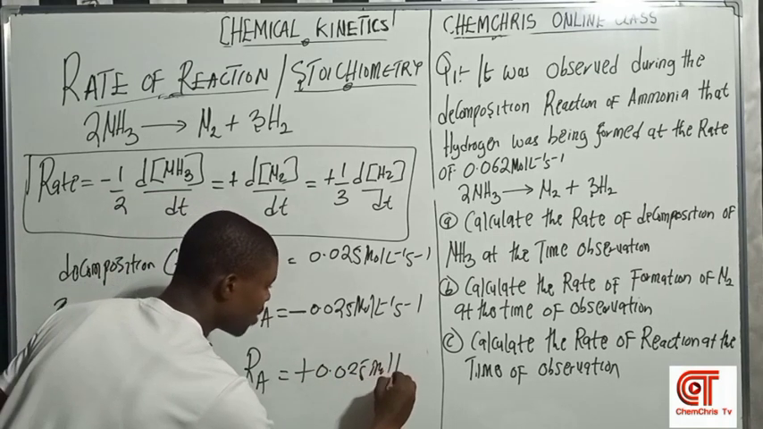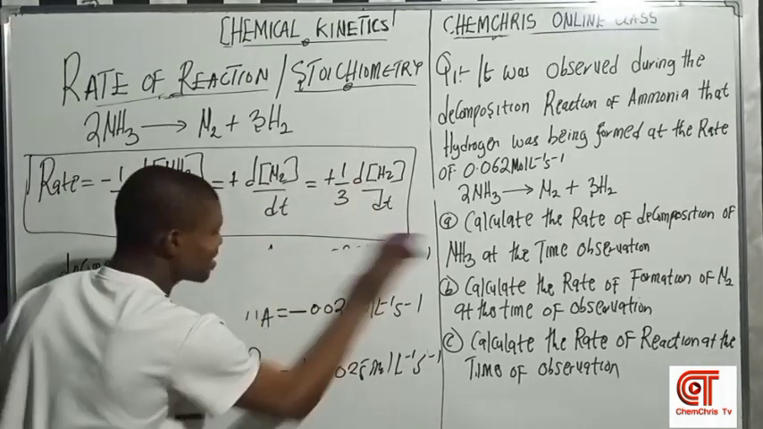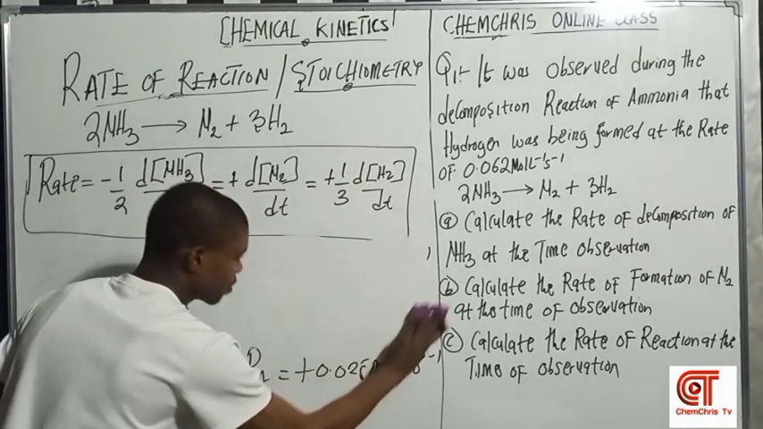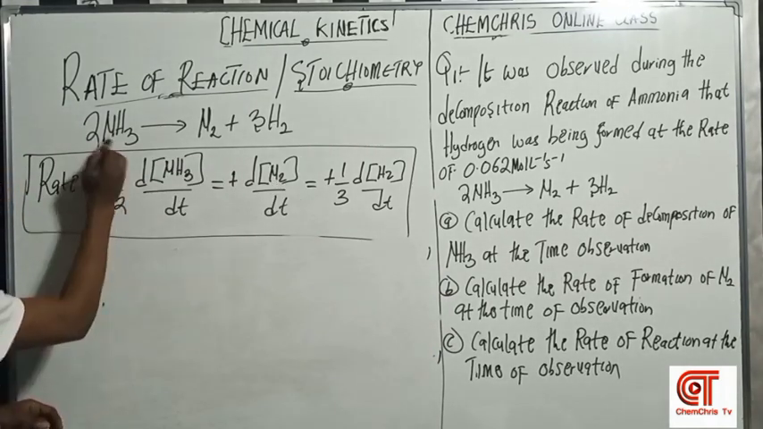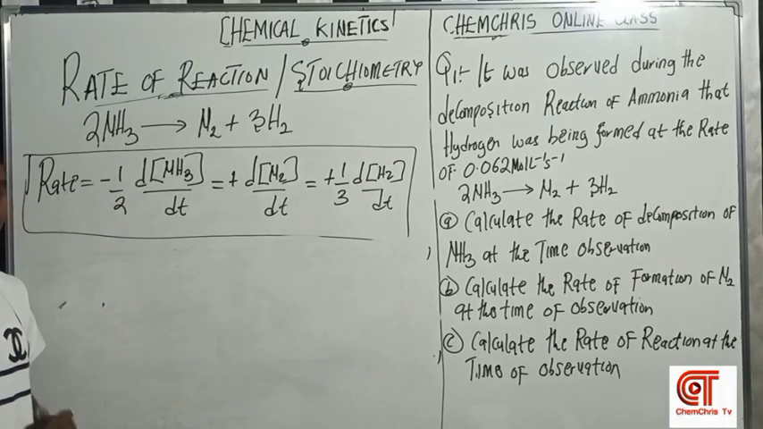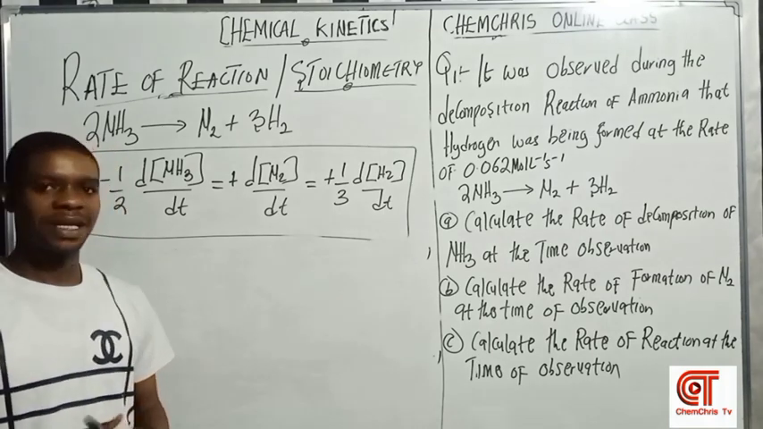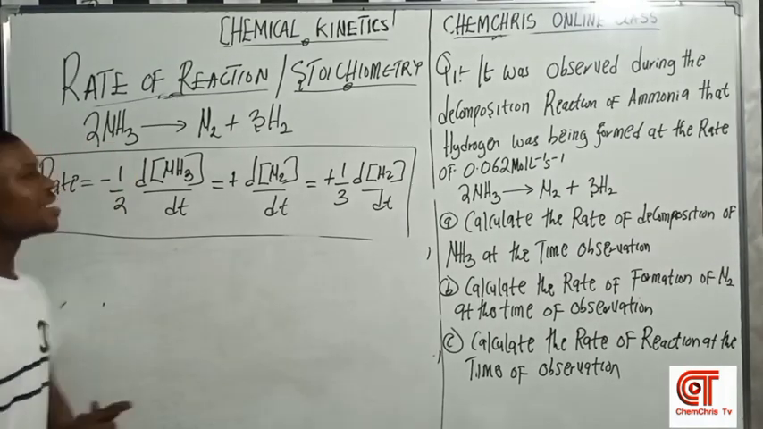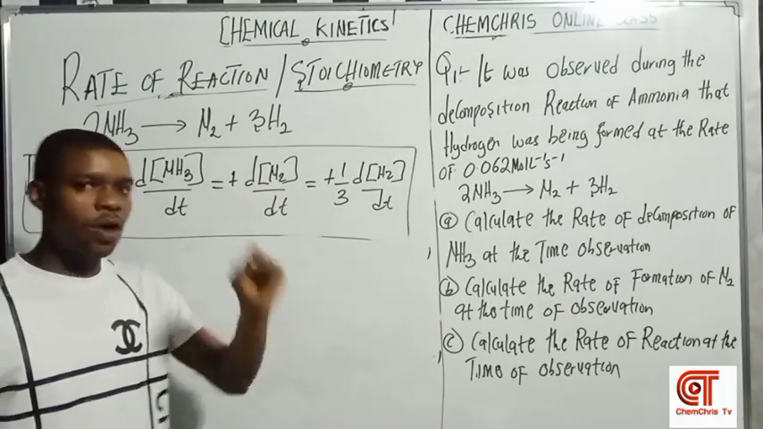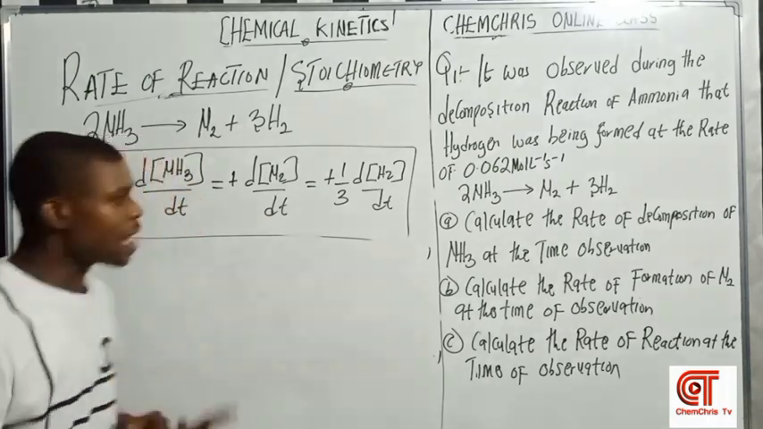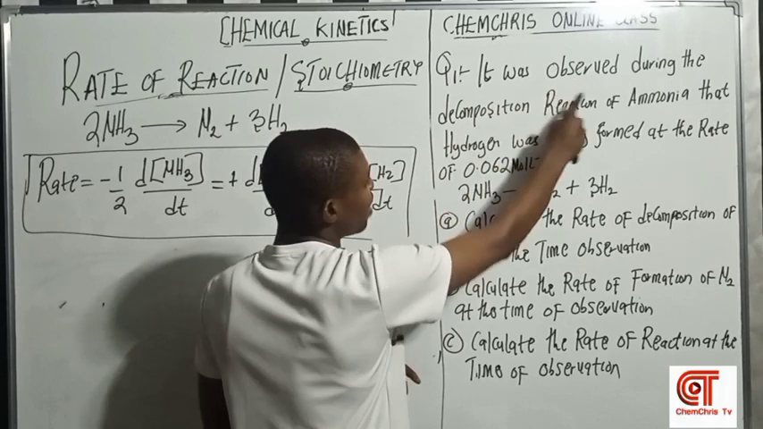0.25 mole per liter per second. You see that? So with this said, this is what we want to do here. Now, if you look at it very well, this one is decomposing. So the rate will always be negative. The rate will always be what? Negative, for what is decomposing. Now, these two are forming, that is, the products, so the rate is always what? Positive. Do you understand?